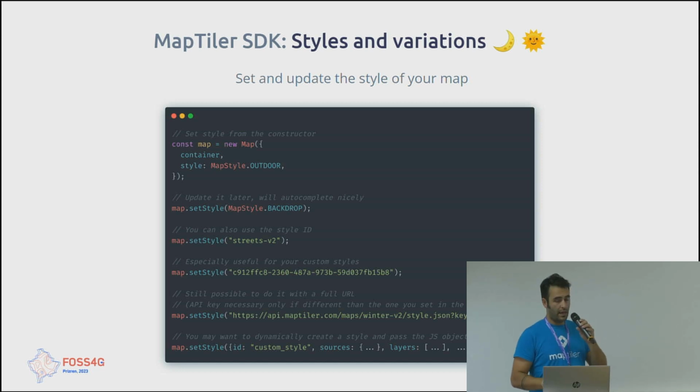And on MapTiler Cloud, you can also design your own style. And when you design your own style, you will be given a fairly long ID, a UUID v4. So this is this long string of nonsense characters that you can see here. That's the one you can use as well. But if you want to use another style that comes from another provider, you can always use setStyle with a full URL, possibly with an API key if it's not your main API key that you want to use. It's a style designed by someone else, maybe. Or you can design your style dynamically and inject it as an object, in the very last example here.